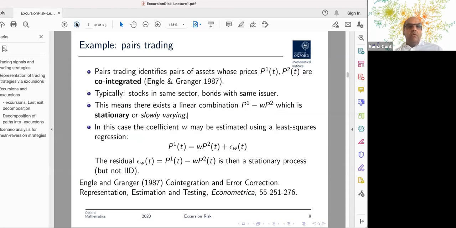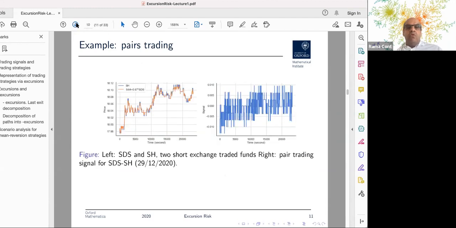Oops, I should go the opposite way. Here's another example. Again, I will show you more about this example tomorrow. These are not stocks, these are exchange traded funds, SH and SDS. These are two exchange traded funds that are traded in the US market. They both are what's called short ETFs. They short stocks in the S&P 500, and they short similar portfolios, but not exactly the same.